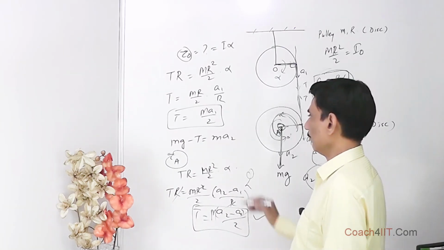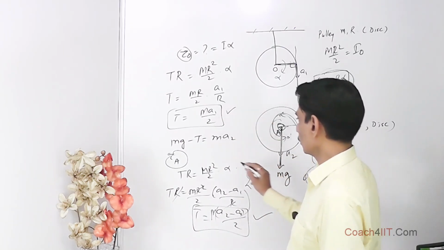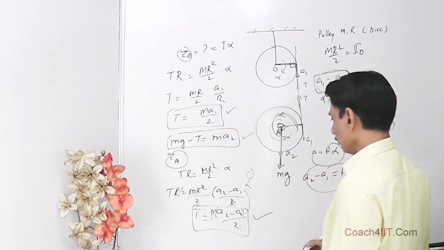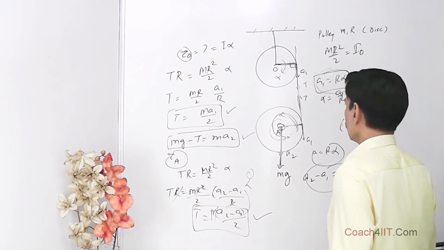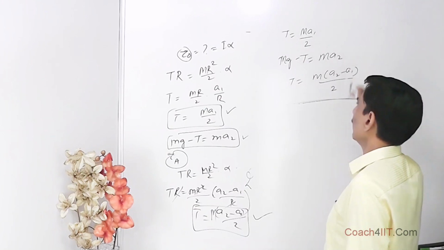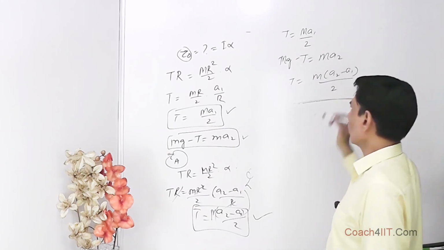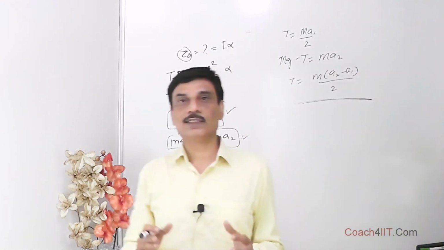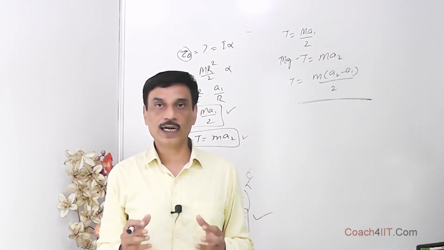So how many equations do we have? We have T is equal to M A1 by 2, mg minus T is equal to M A2, and T is equal to M into A2 minus A1 by 2. So now we have three unknowns: T is unknown, A1 is unknown, and A2 is unknown. We have three unknowns and three equations. We can solve these three equations to get the values of A1, A2 and T.